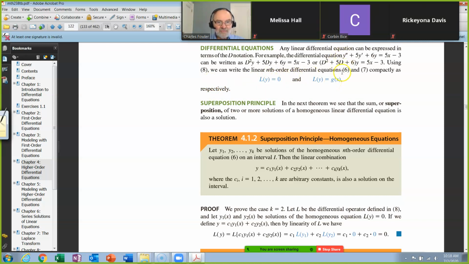Now the 6 was the one that had equal 0, and the 7 was the one that had equal g. So this has really nothing too much to do with this one, though we will use it again. This is your homogeneous form. This is your non-homogeneous form. It's just saying you can write the left-hand side of your general linear differential equation as an L of y, always.